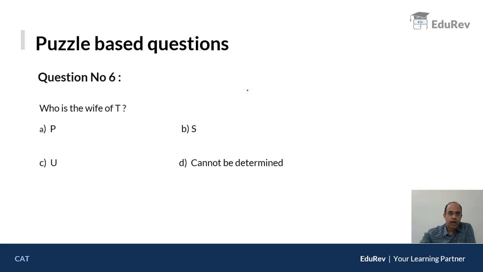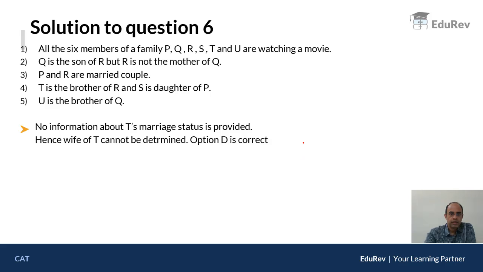Hence, who is the wife of T? We cannot determine. Therefore, cannot be determined is the correct answer. And I've written here, no information about T's marital status is provided. Hence, the wife of T cannot be determined. Hence, option D is the correct answer.